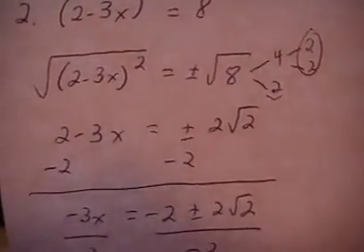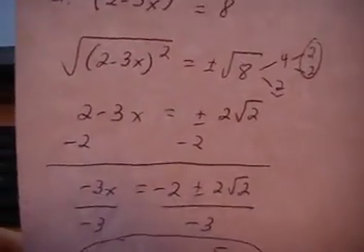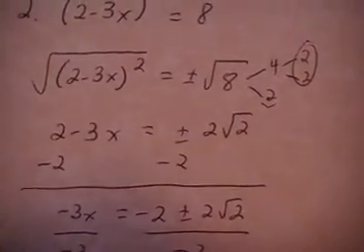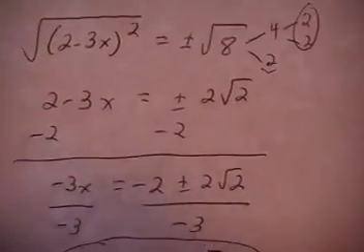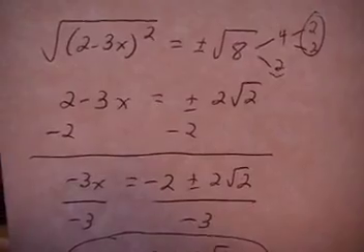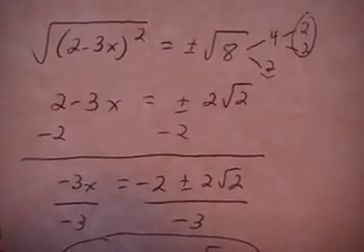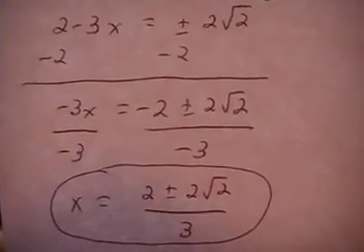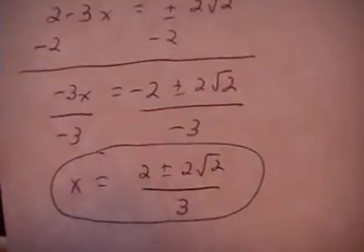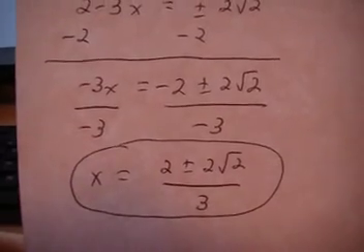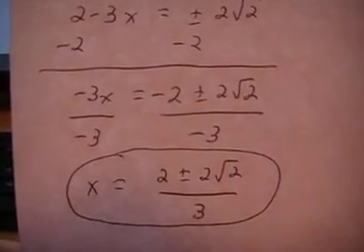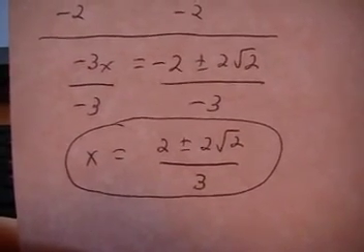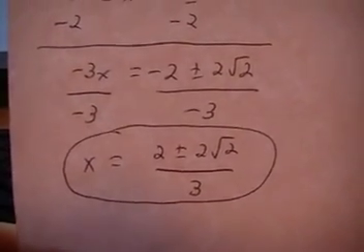Now the goal is just to get x by itself. So we subtract 2 from each side, and that negative 2 plus or minus 2 square root of 2, literally you just write that. Negative 2 plus or minus 2 square root of 2. Divide both sides by negative 3. Now there's a little tricky part to the end here. The negative 2 divided by the negative 3, in the front of the fraction, two negatives can make a positive. So they can switch to 2 and 3.